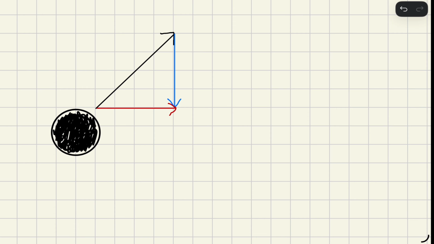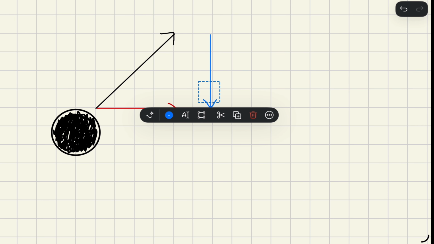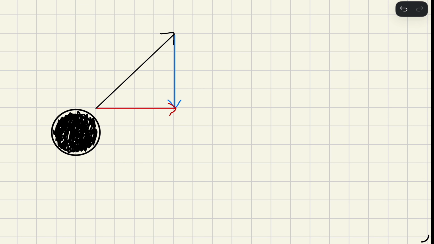For example, gravity is going to act on this cannonball at all points during the cannonball's motion. But gravity is only going to act in the vertical direction. So we only need to worry about this blue arrow whenever we're worried about gravity. Let's first ask ourselves about the ball's acceleration.